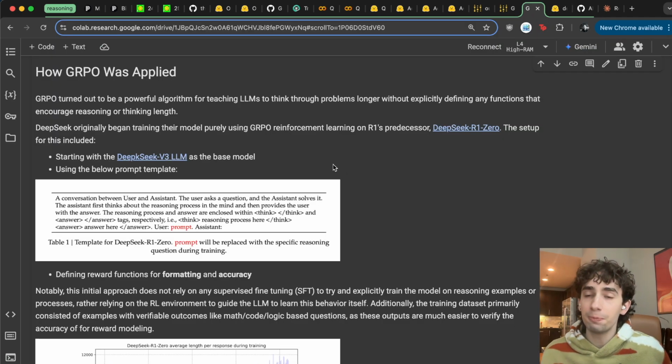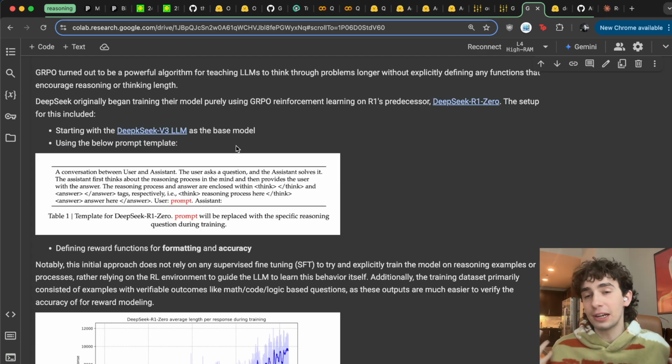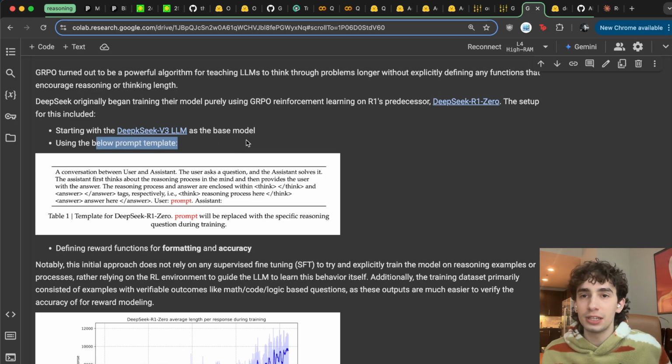Essentially what they did is they took their base model, DeepSeek v3, as their candidate policy model for optimization. They then formatted all of their training examples with the below prompt template. That is a conversation between user and assistant. The user asks a question and the assistant solves it. The assistant first thinks about the reasoning process in the mind and then provides the user with the answer. The reasoning process and answers are enclosed within think XML tags and answer XML tags respectively.